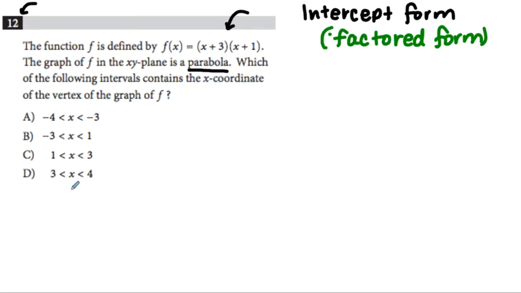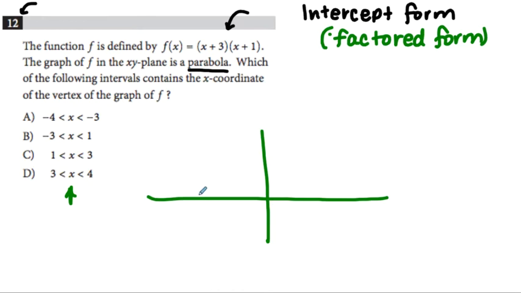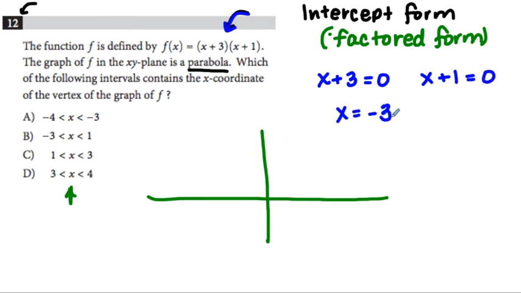Okay, and it says which of the following intervals contains the x-coordinate of the vertex of the graph? So it's looking for the x value. So think about a graph for a second. The interval would be the x's that the vertex would have to be between. So you have to think about what factored form gives you. Factored form or intercept form sets me up to find the intercepts, the x-intercepts. So remember, we set each factor equal to 0 to get our solutions, or another word for our x-intercepts. So in this case, I have x-intercepts of -3 and -1, okay?